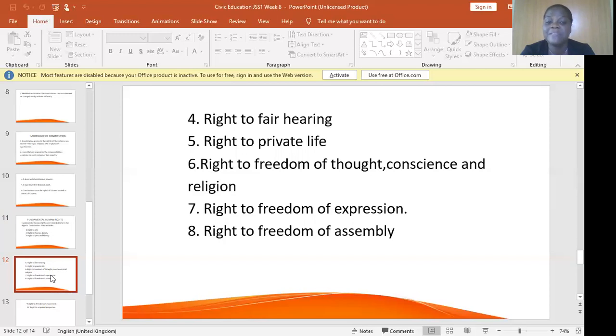And right to private life. Nobody should intrude into your privacy. You have rights to your own private life, your decisions, your thoughts, and so on. That's why we say you have freedom of thought, freedom of conscience, and religion.